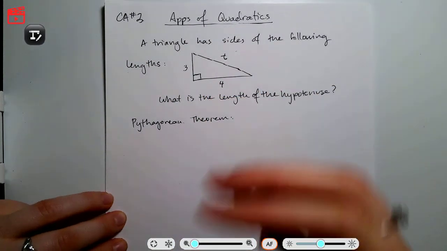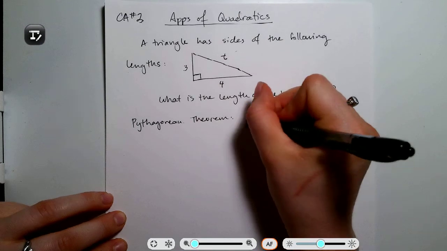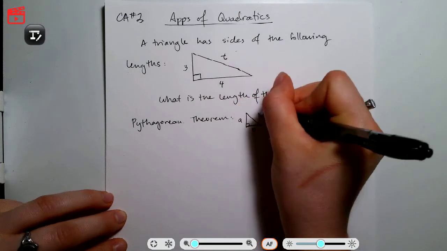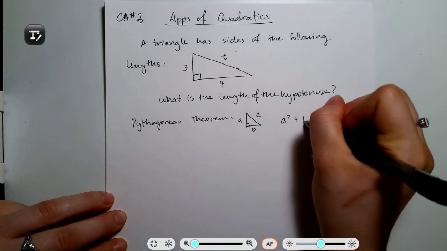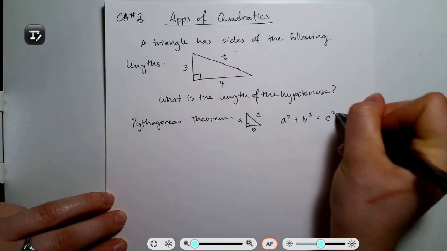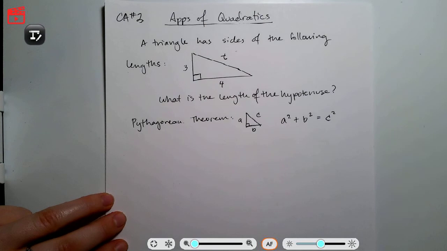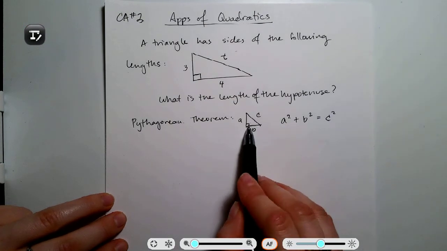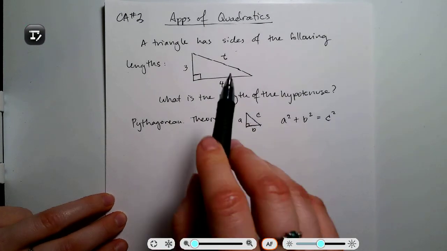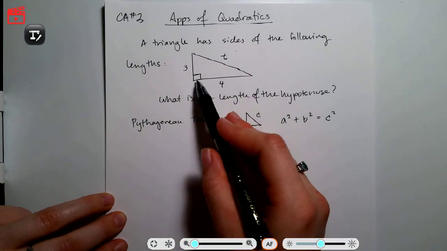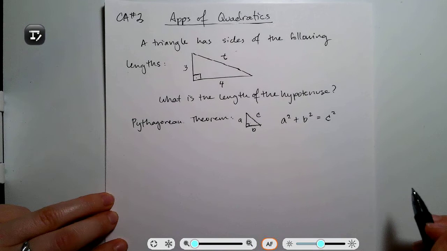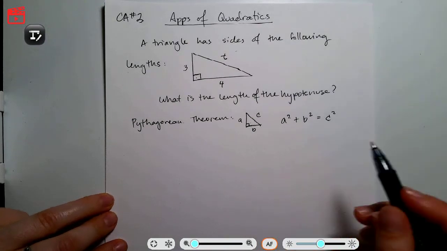We have that if you have a right triangle with sides A, B, and C, A squared plus B squared should equal C squared. This is all dependent on the fact that our triangle is a right triangle. So, is our triangle a right triangle? Why, yes it is. That little square tells me it's a right triangle. So we're going to use this to create an equation.